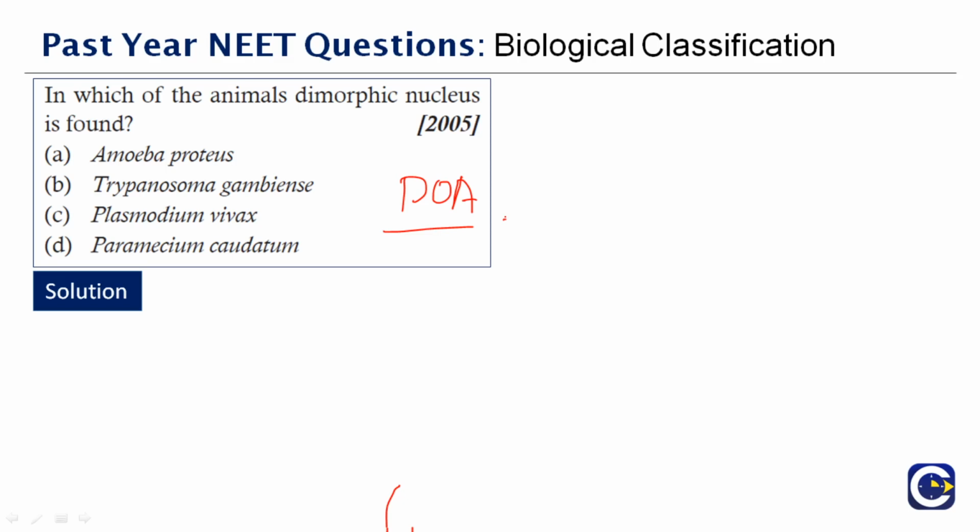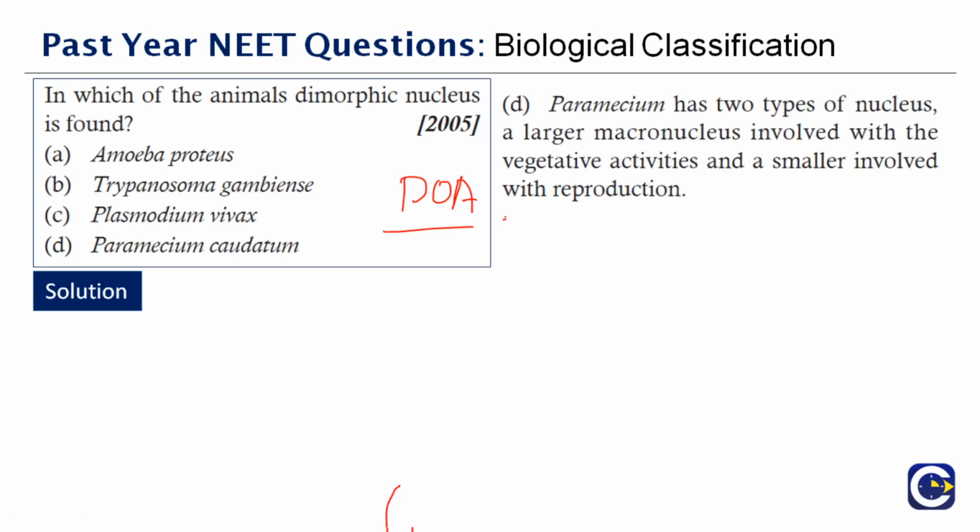So in which of the animals is a dimorphic nucleus found is the question here. Out of the four options given here, the correct answer is paramecium, which is option D. Paramecium has two types of nucleus, a larger one and a smaller one, the macronucleus and the micronucleus. As I already said, this part is responsible for inducing the sexual characteristics in animals. It is exclusively present in the hypothalamus. Therefore, the correct answer is option D, Paramecium caudatum.